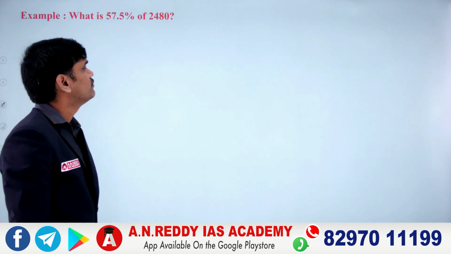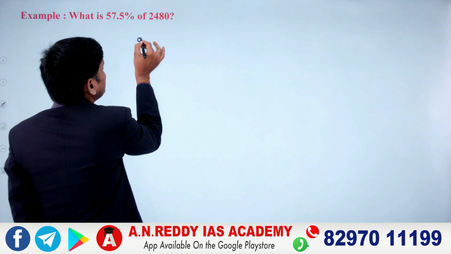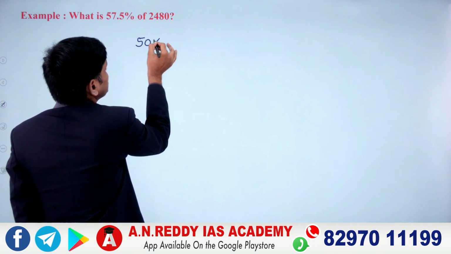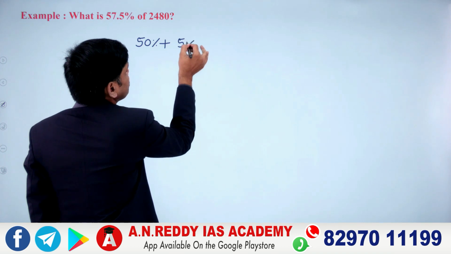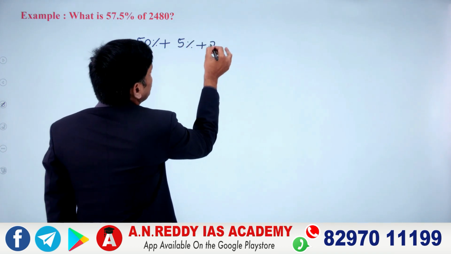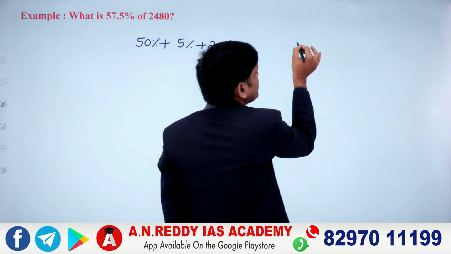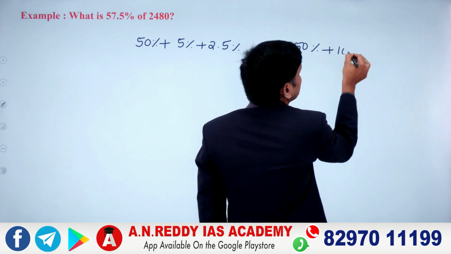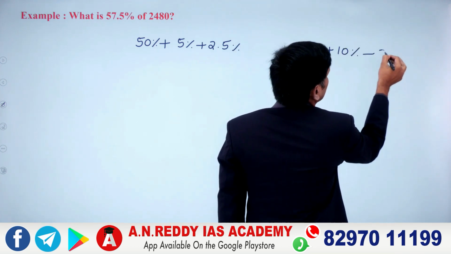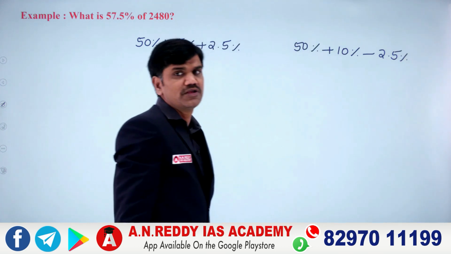57.5% of 2480. How can I treat this? Sir, I can treat this as 50% plus, directly 7.5% I don't know, I can treat that as 5% plus 2.5%. Or otherwise, I can also treat this as 50% plus 10%. I am reaching 60%. Remove 2.5% from that, it will give you the answer.